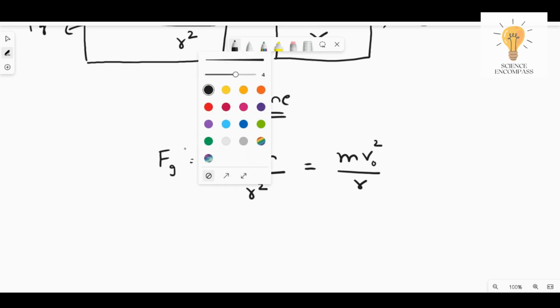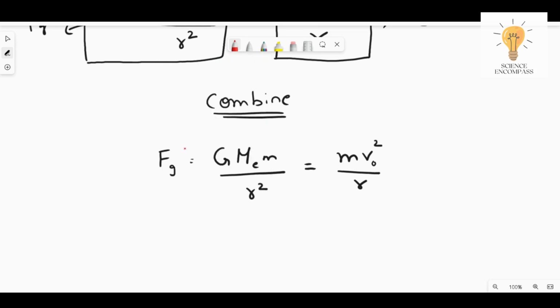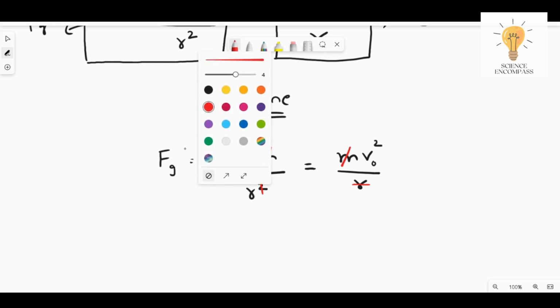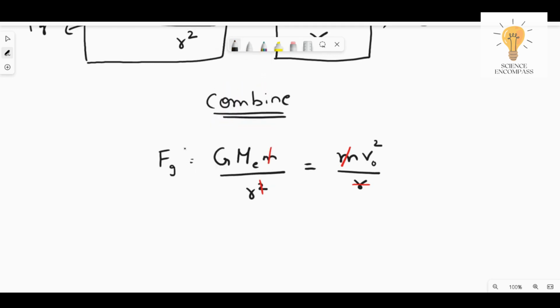And now there are some cancellations. If you can see, that little m gets cancelled. And what else? Well, one r will get cancelled from over here, then you're left with just one single r. And now let's just write this properly. We will just get this v squared over here, v naught squared, and we can just write the same as it is, the gravitational constant, mass of the Earth divided by that r.